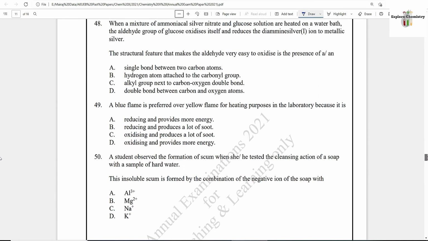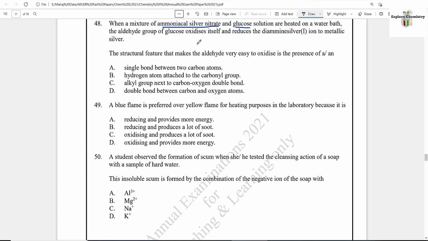Number 47. When a mixture of ammoniacal silver nitrate and glucose solution is heated on a water bath, the aldehyde group of glucose oxidizes itself and reduces the diamminesilver(I) ion to metallic silver. The structural feature that makes the aldehyde very easy to oxidize in the presence of ammoniacal silver nitrate, they are talking about Tollens' reagent, and glucose. Glucose contains an aldehyde functional group. Glucose is a reducing sugar. It is a reducing agent. Ammoniacal silver nitrate is the oxidizing agent.